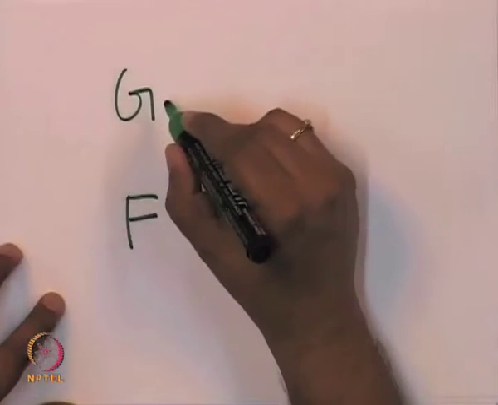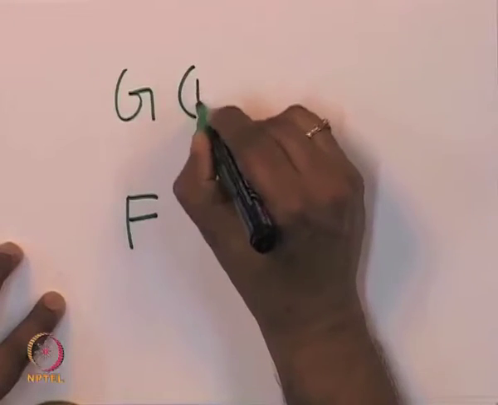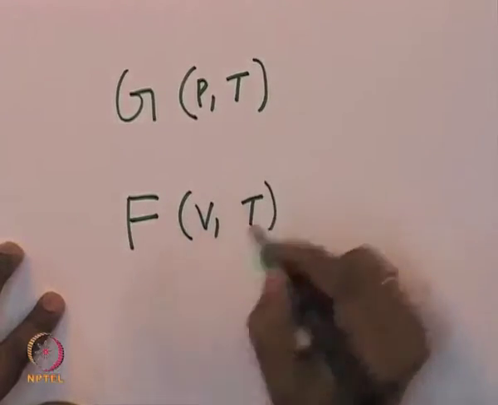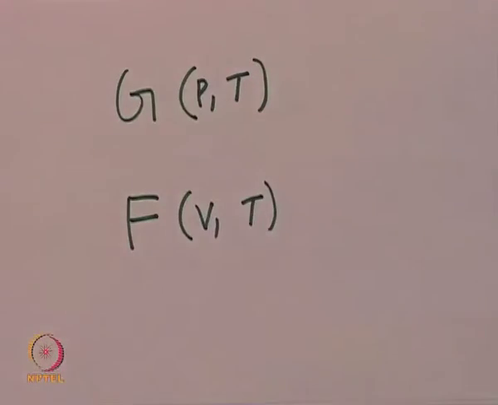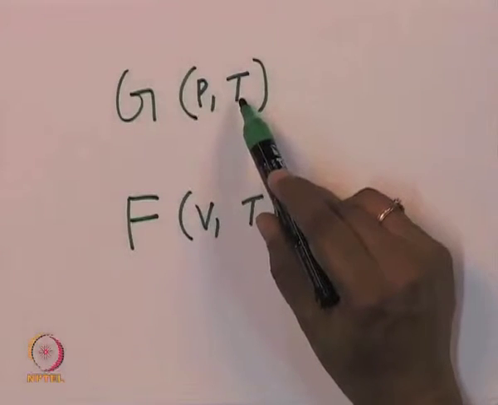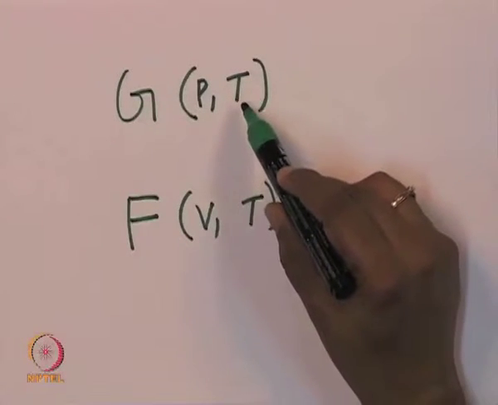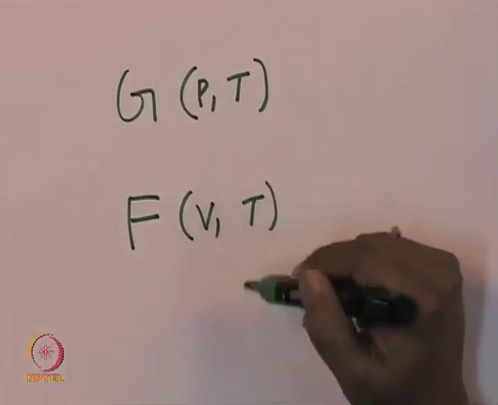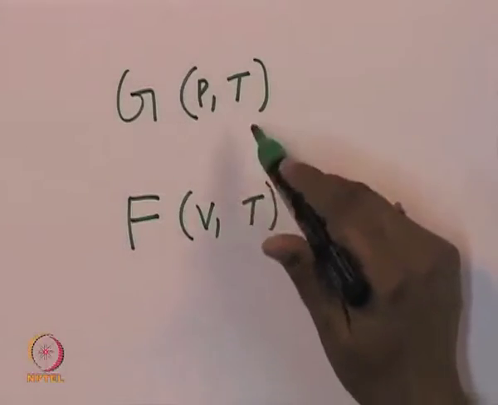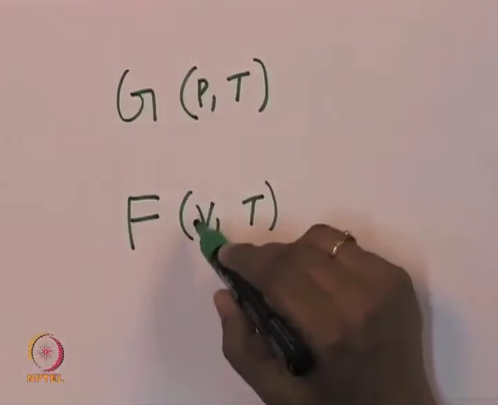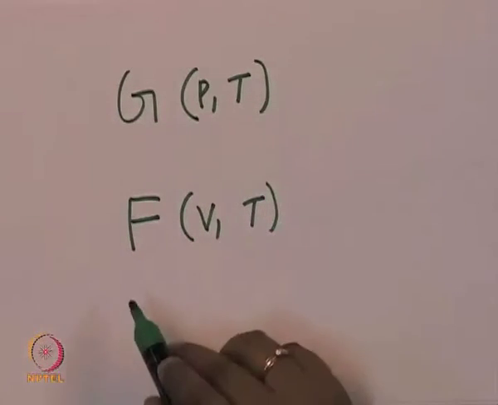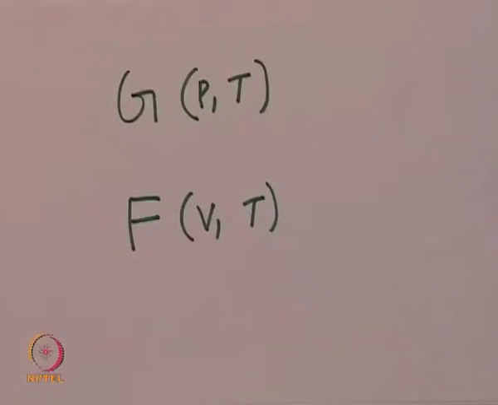Gibbs free energy is typically a function of pressure and temperature, and Helmholtz free energy is a function of volume and temperature. This is the difference between these two. What this means is that if you fix the pressure and the temperature, and also the total number in the system, which we are not discussing here, we always take it as fixed, we will get this free energy. If you do the experiment by fixing the volume and temperature, you will be calculating F. Now, what is pressure? Pressure is basically force per unit area.